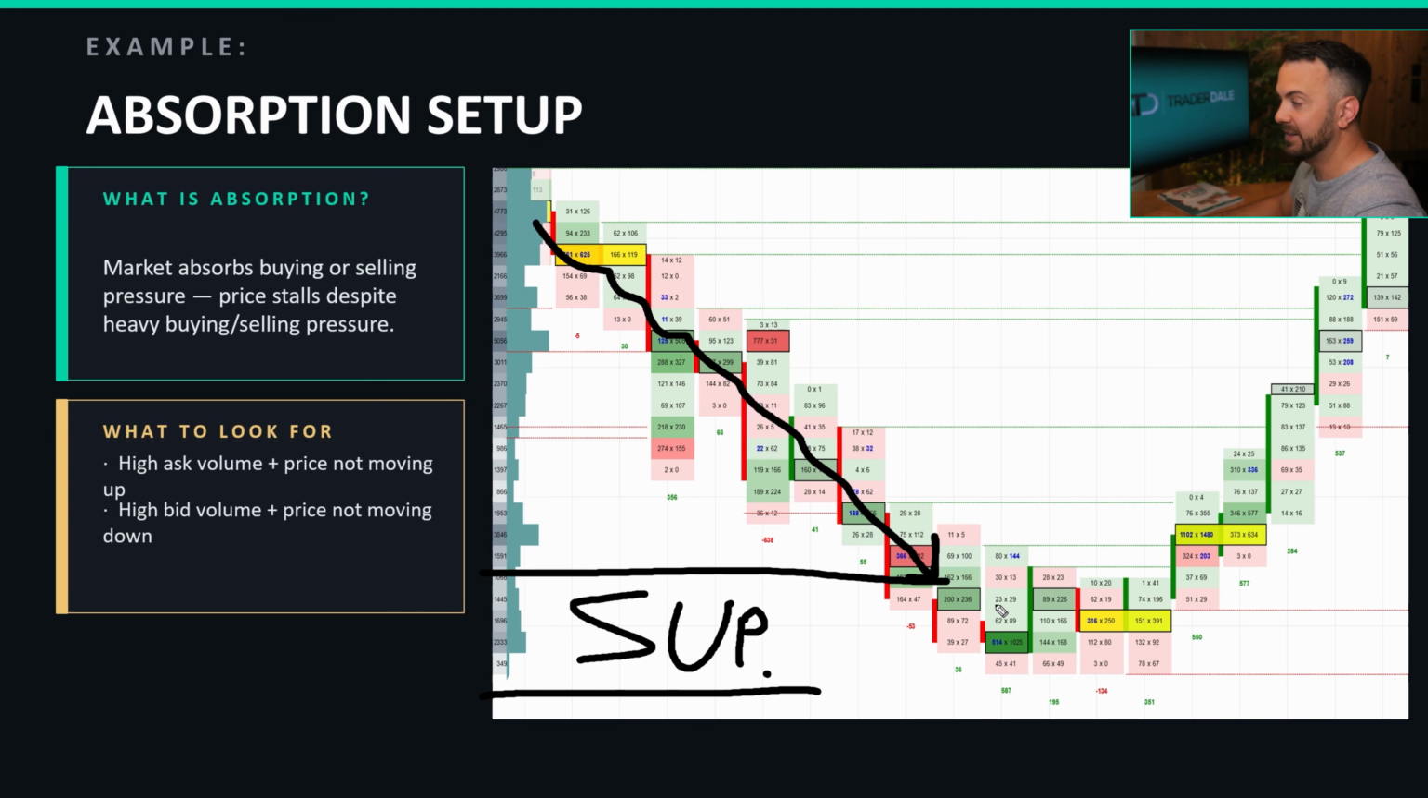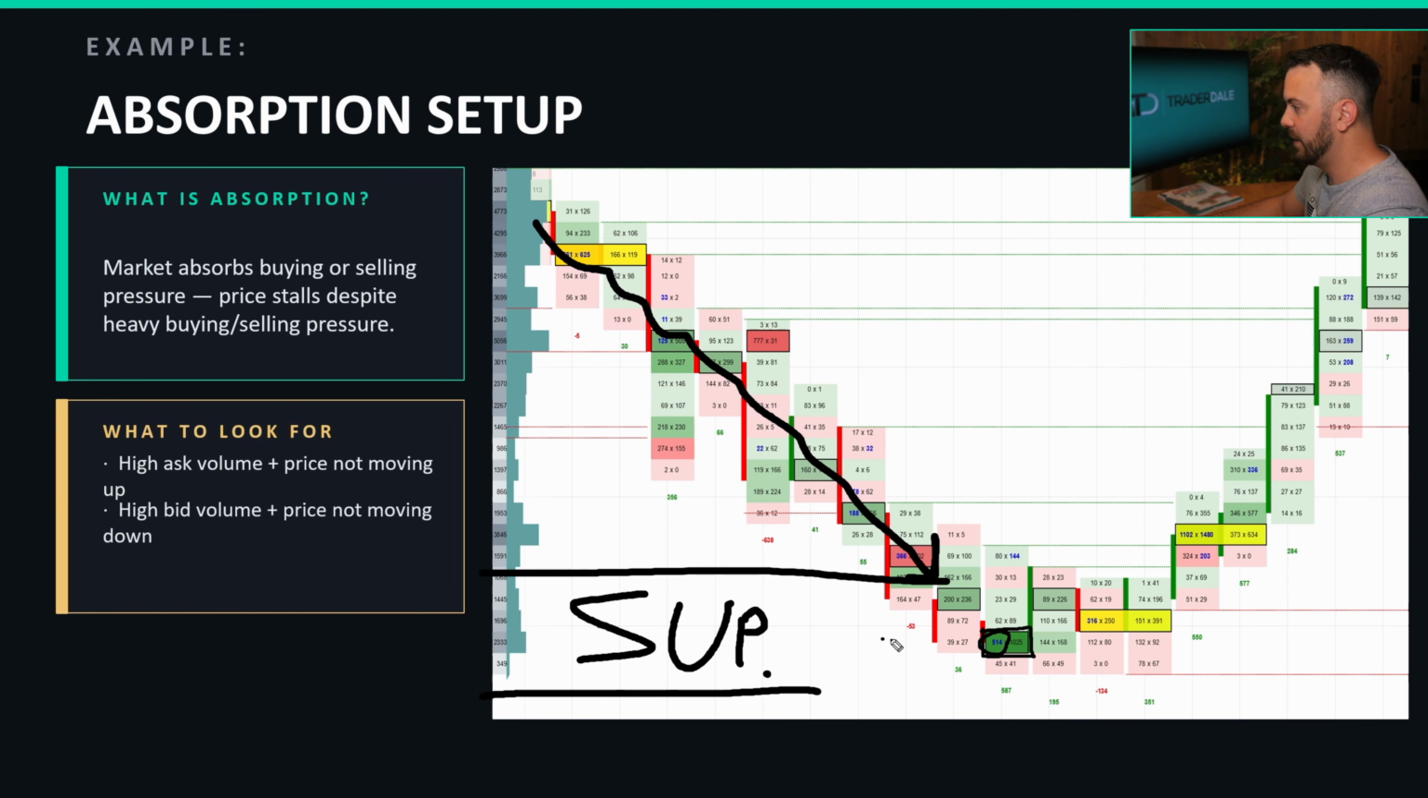The confirmation in this case is in this high volume node. 514 contracts at the bid and 1025 contracts at the ask. That's the confirmation. And the reason why this is a confirmation is the absorption setup. You need to see heavy volumes, unusually heavy volumes, both at bid and at ask. What this is telling us is that sellers are pushing the price downwards, and those are the massive volumes they are placing here, 514 contracts.